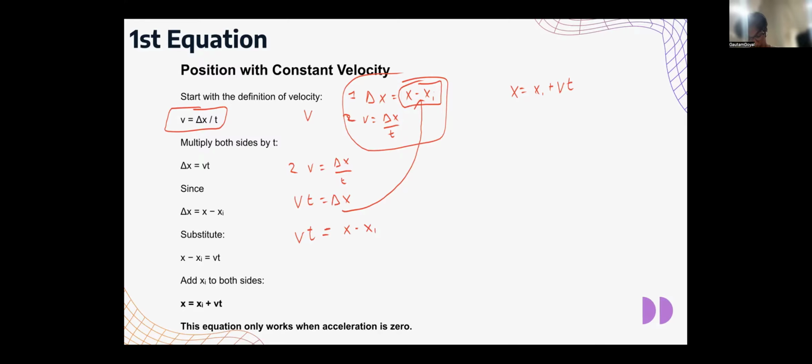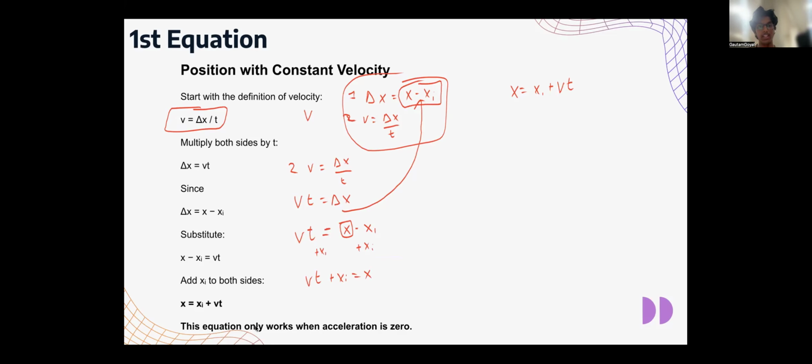And if we're trying to solve for this final distance, we can just add, let me hide my name so it doesn't keep getting in the way. Okay, good. And if we just add the initial distance to both sides, we end up with velocity times time plus initial distance equals the final distance, right?